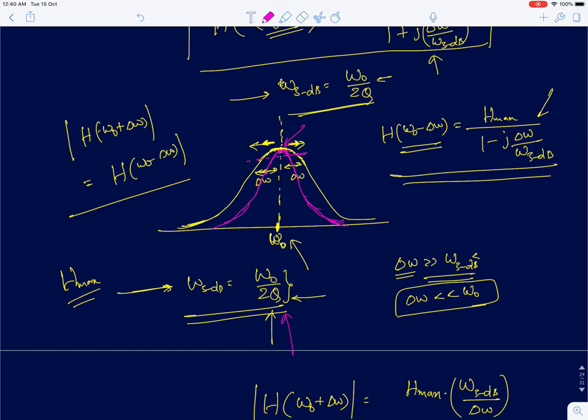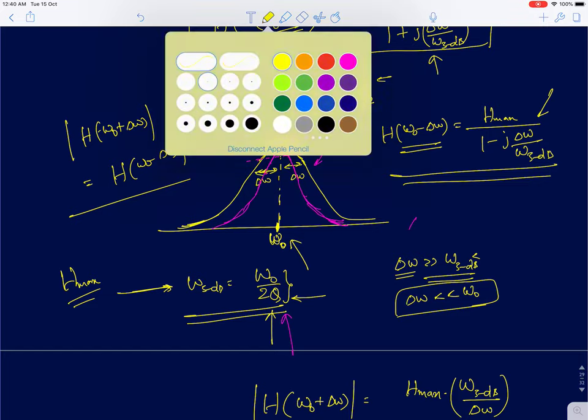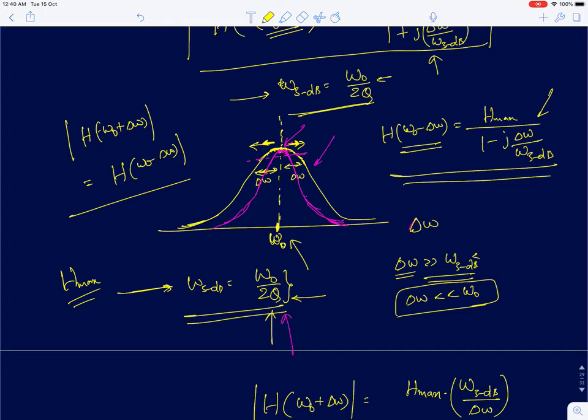Now we'll try to compute what happens to the gain of this transfer function at a delta omega which is greater than the 3 dB frequency, but still far less than omega naught. Because we derived this transfer function with an approximation that delta omega is still much less than omega naught.